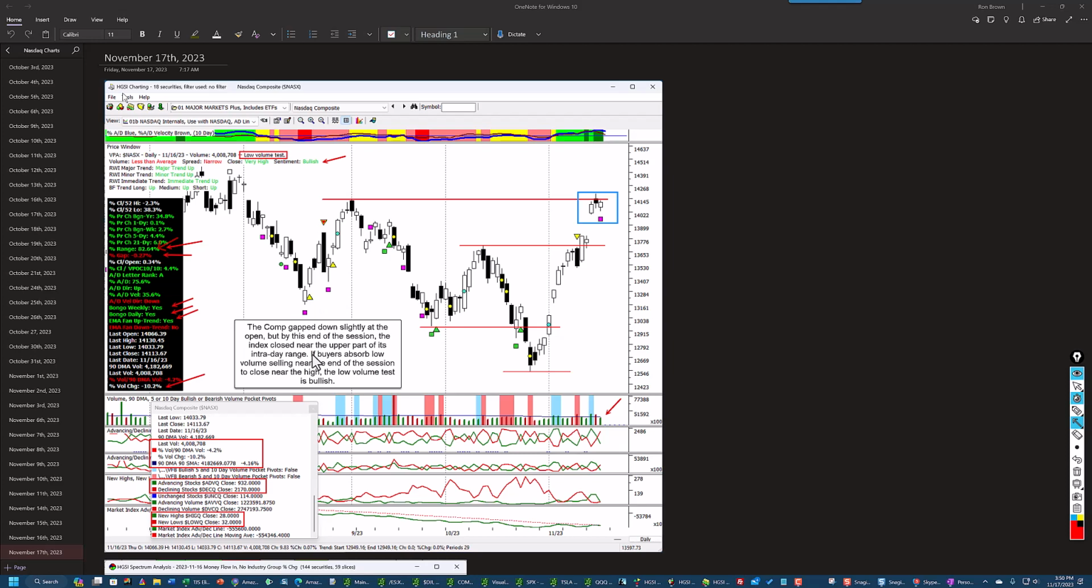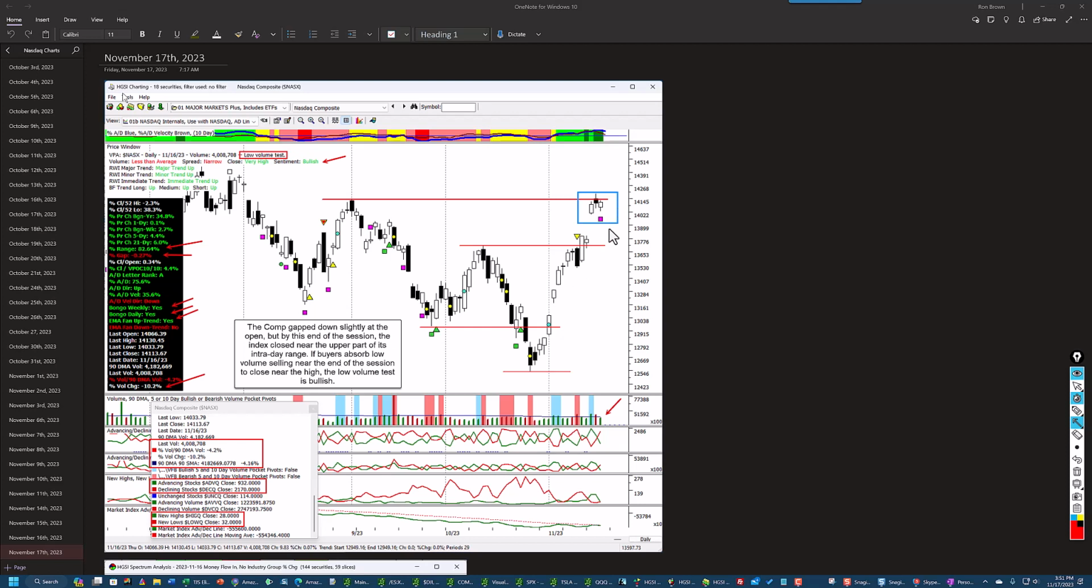Now, if the buyers absorb the low volume selling near the end of the session to close near the high, the low volume test is bullish. And you can see there was a low volume test which was formed yesterday.